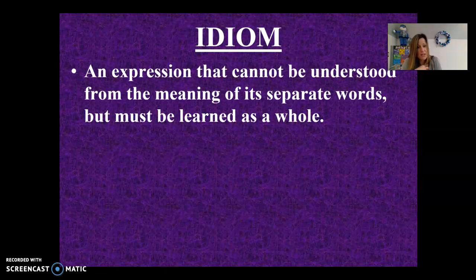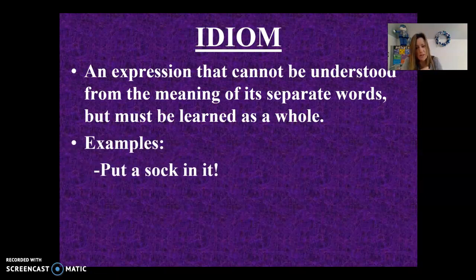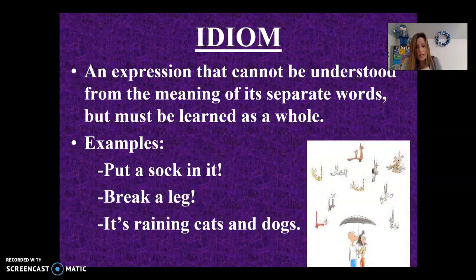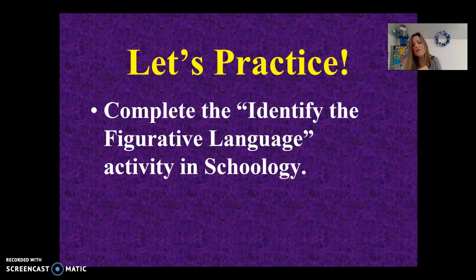And then we have idioms. Idioms are expressions that can't be understood from the meaning of their separate words, but must be learned as a whole. So they're kind of like sayings. Some examples are put a sock in it, break a leg, and it's raining cats and dogs. Those are just things that people say. They're not really exaggerations. They're sayings that you kind of have to know to understand. We will be talking about those types of things too, but we're really going to focus on those main elements that we took notes on.